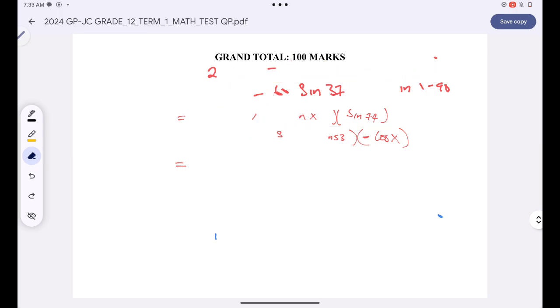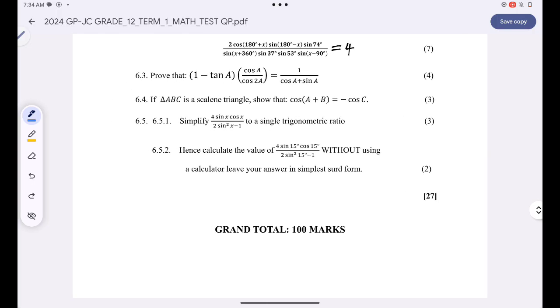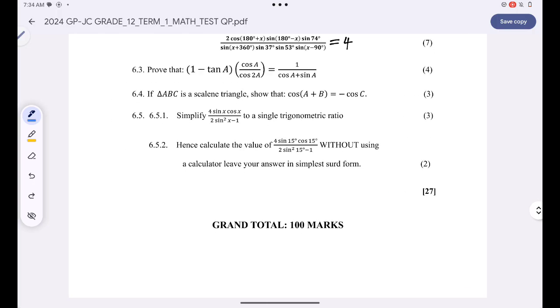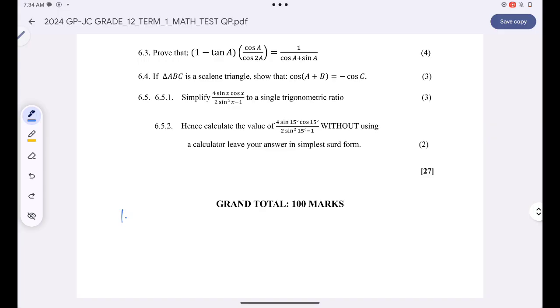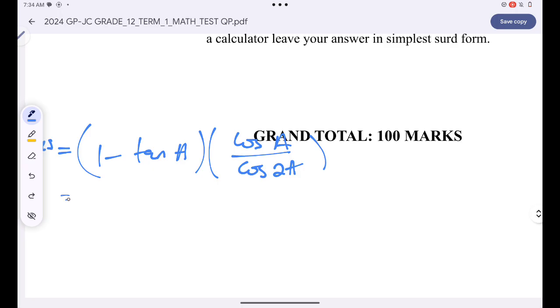Now we must prove an identity. Proving identities. We must show that the left hand side is equal to the right hand side, right? The left hand side is equal to 1 minus tan a, multiplied by cos a all over cos 2a. By the way, this is the left hand side. I'm trying to show that the left hand side is equal to the right hand side.